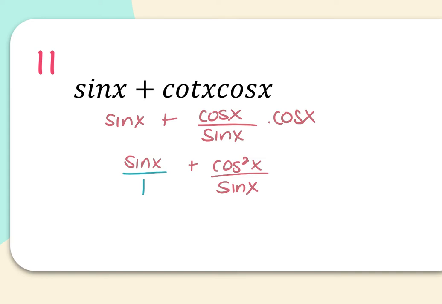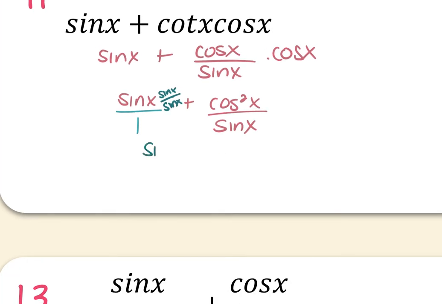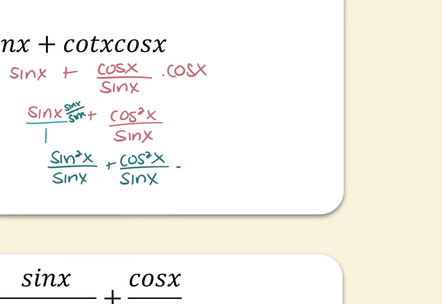So what do I do to get a least common denominator? Multiply by sine x over sine x. So I end up with sine squared x over sine x plus cosine squared x over sine x. Now they have the same denominator, and I get sine squared x plus cosine squared x over sine. Then what?